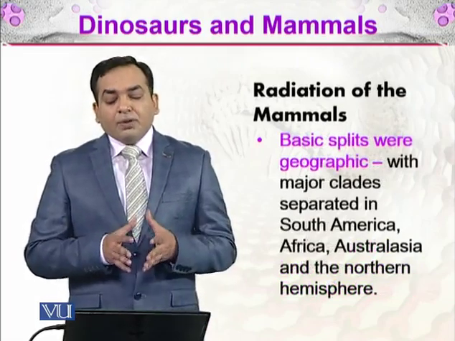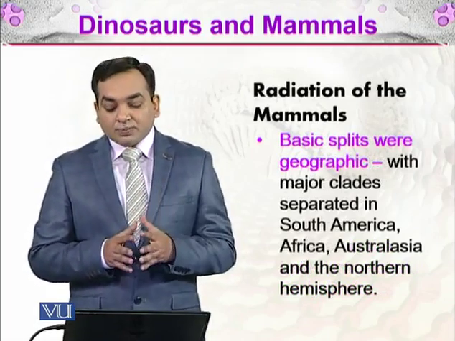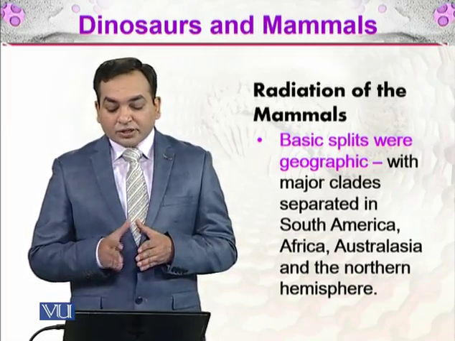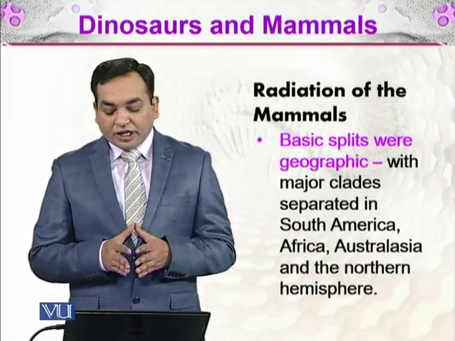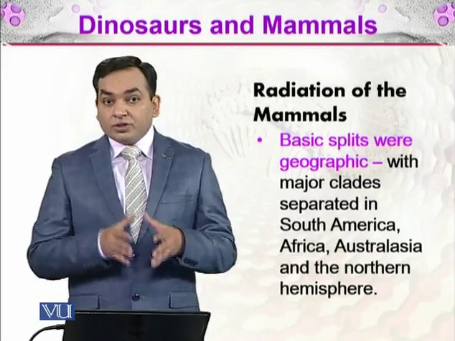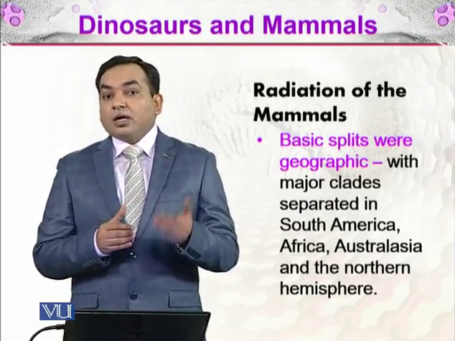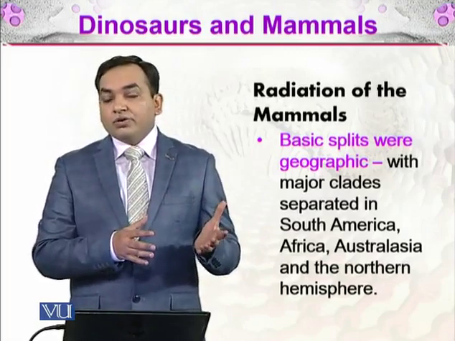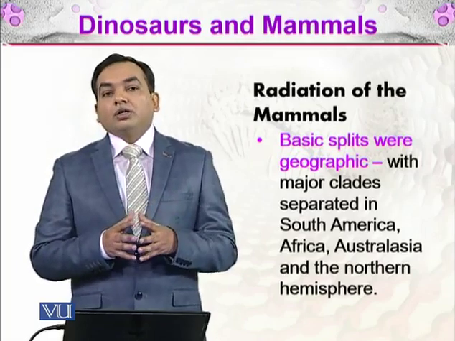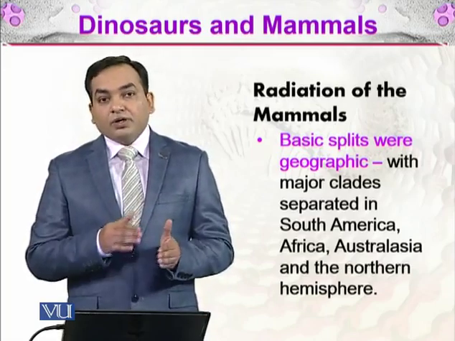So where does this basic split come from? The basic split among the mammals was geographic, with major clades separated in South America, Africa, Australasia, and the Northern Hemisphere. And this is true even today. We will be discussing this topic in detail. But if we see the example of kangaroos, why don't kangaroos live in Asia as well? Because there are a lot of geographical barriers which keep these clades different.